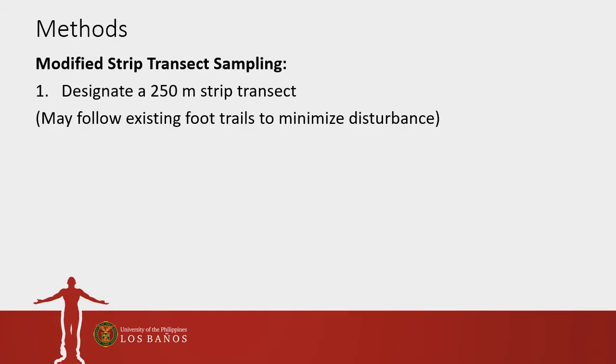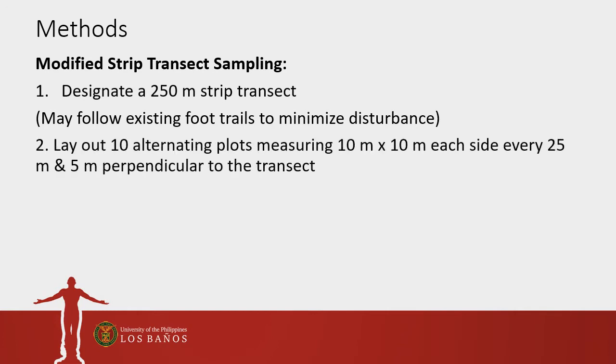For getting primary data on herpetofauna, the modified strip transect sampling is conducted by designating a 250-meter strip transect in suitable habitats. This is purposive, so choose areas where amphibians and reptiles will most likely be encountered. Lay out 10 alternating plots measuring 10 by 10 meters on each side every 25 meters and 5 meters perpendicular to the transect.